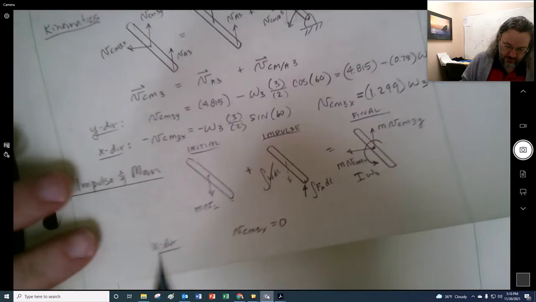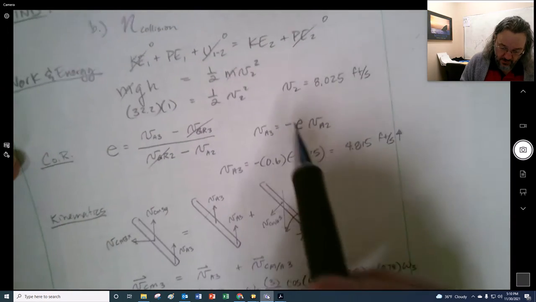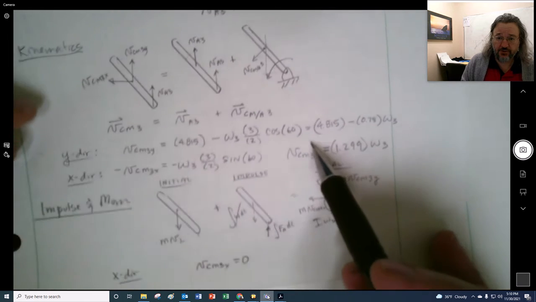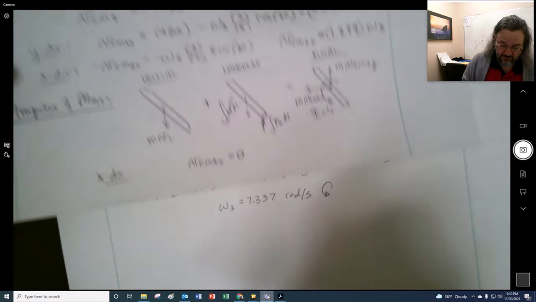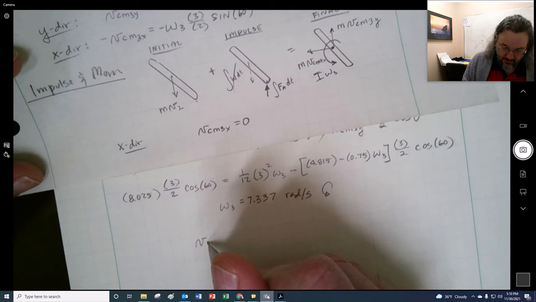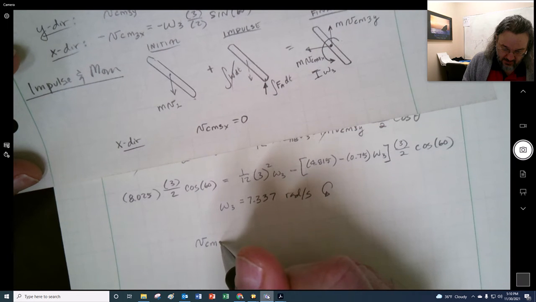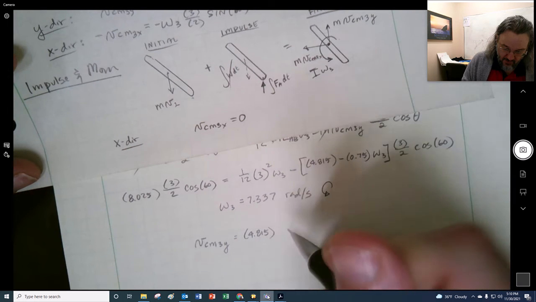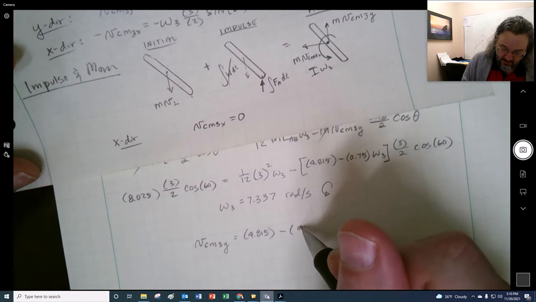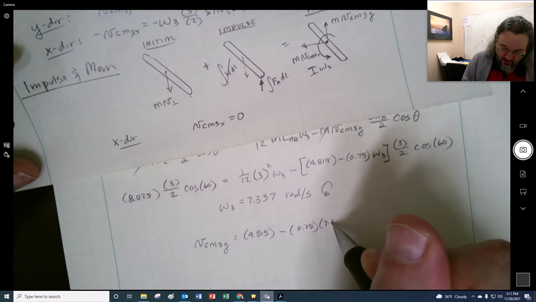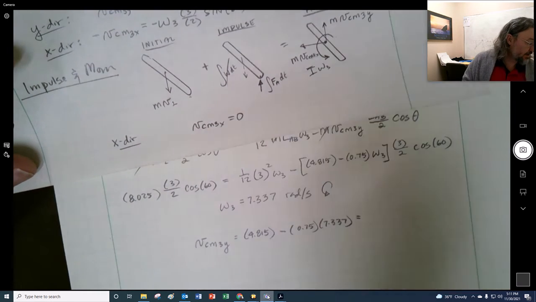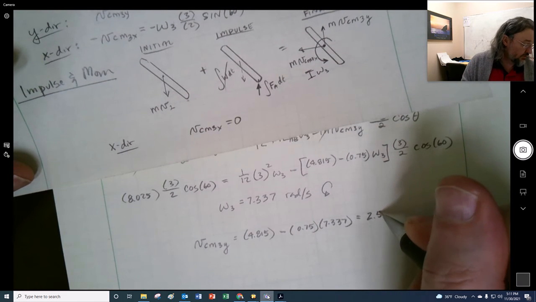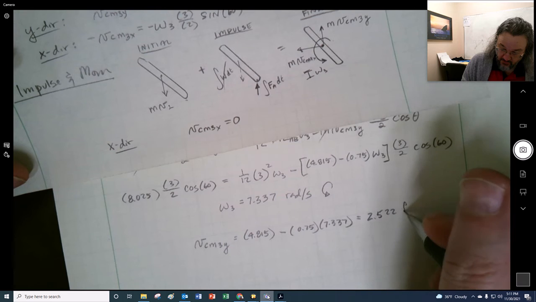We also needed the velocity at the center of mass. Here's the controversial thing. We could put it right back into here, and we can find the velocity of the center of mass 3y. It's going to be 4.815 minus 0.75 times our 7.337. And that comes out to 2.522 feet per second.